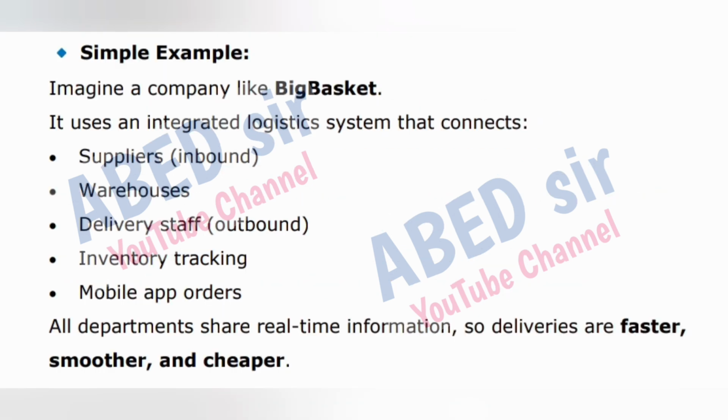Simple example. Imagine a company like Big Basket. It uses an integrated logistics system that connects suppliers (inbound), warehouse, delivery staff (outbound), inventory tracking, and mobile app orders. All departments share real-time information, so deliveries are faster, smoother, and cheaper.